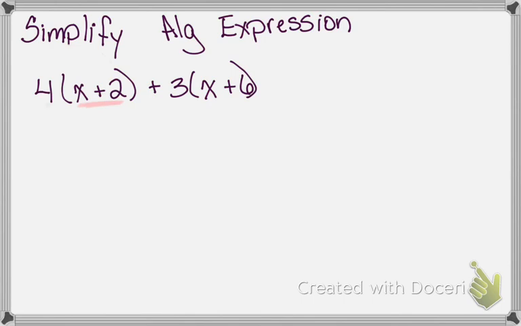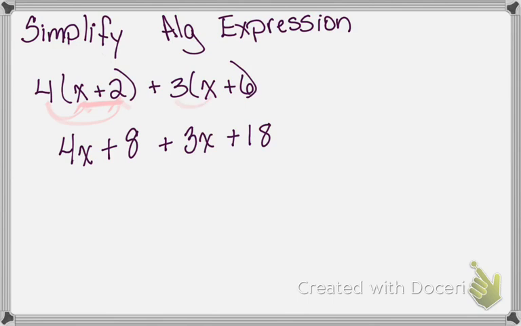So we are going to do 4 times x, then we are going to do 4 times 2. So I have 4x plus 8. Then I have 3x plus 18. So I have distributed here.